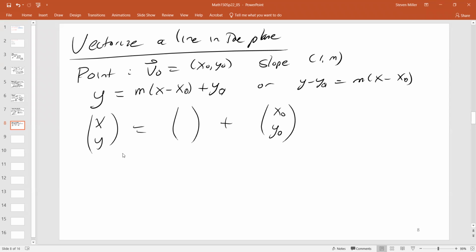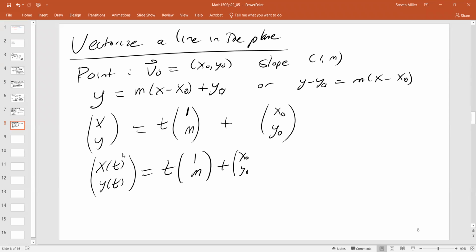Yeah, 1 and m. And maybe what we'll do is we'll put in some t over here, some time. And so we get x of t, y of t is going to be t times our slope vector 1, m plus x0, y0. So x of t is x0 plus t, y of t is y0 plus mt. Okay, when I write it like that, that really makes sense.